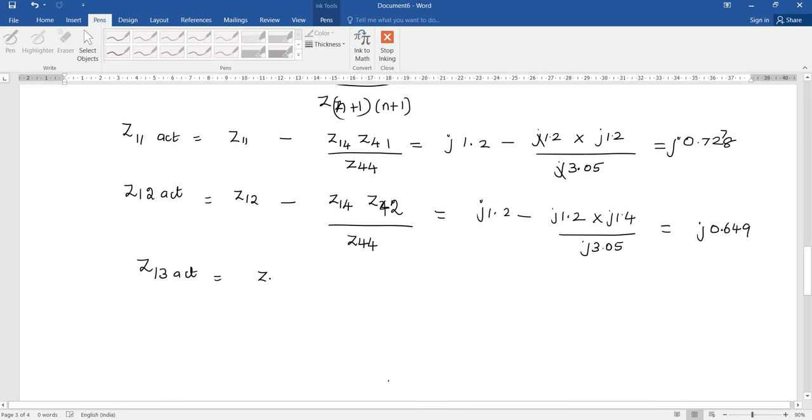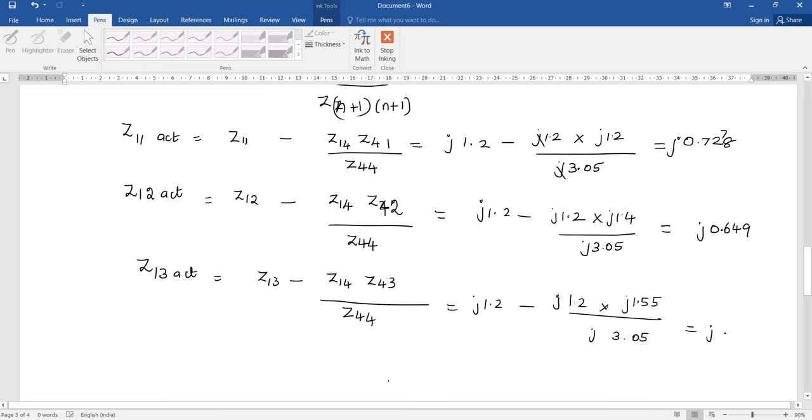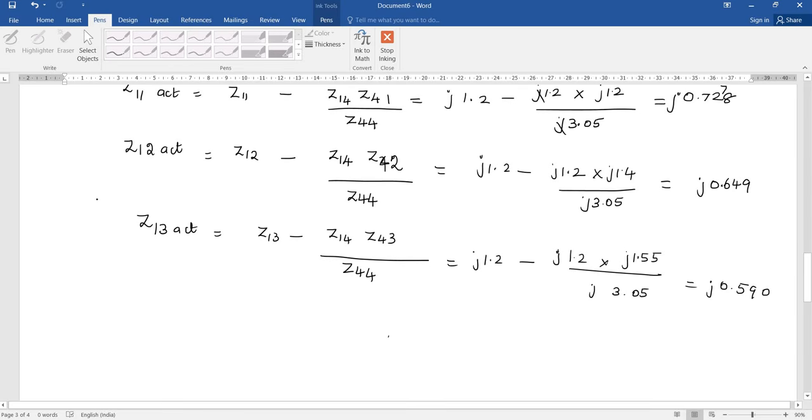In a similar manner, have to finish all the remaining. Z13 actual equal to Z13 minus Z14 Z43 divided by Z44. Substitute the values: j1.2, Z14 there is no change, 1.2, Z43 is j1.55 divided by j3.05. The answer is j0.590. Okay, and next the answer Z13 actual is over.